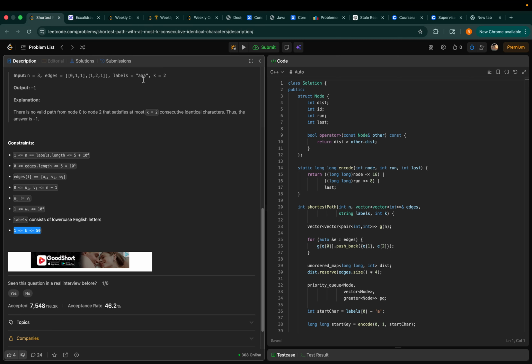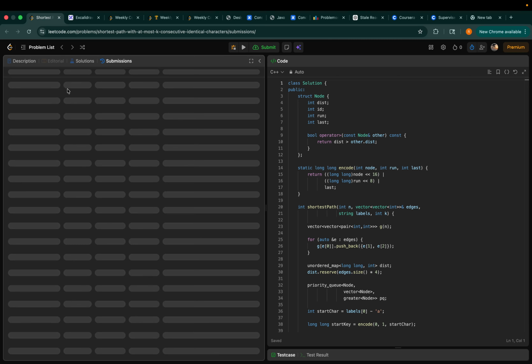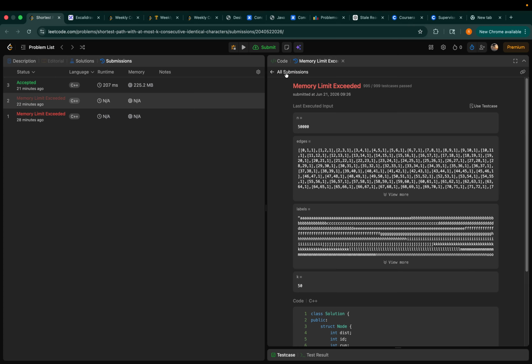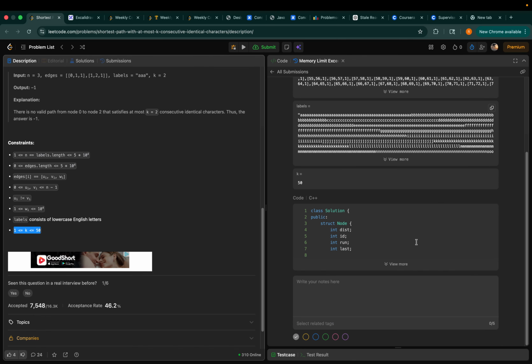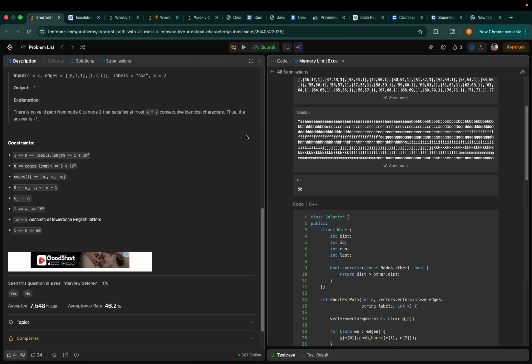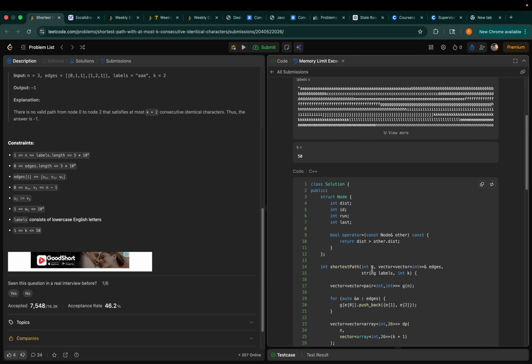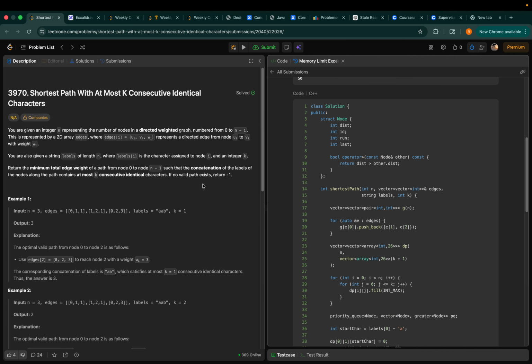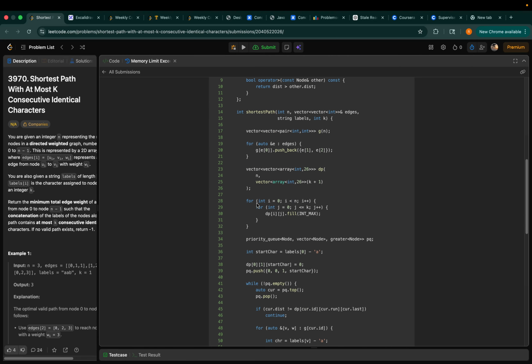I'll just show you the code to make it more intuitive. I'll first discuss this DP solution, and then we also have to optimize it, because when I submitted this DP it was giving me a memory limit exceeded, so I had to optimize. I'll discuss the optimization later.